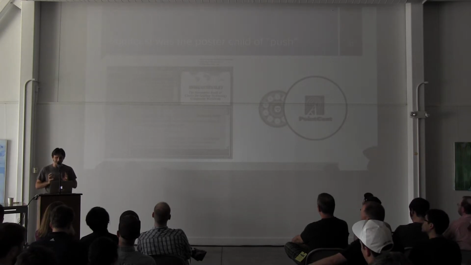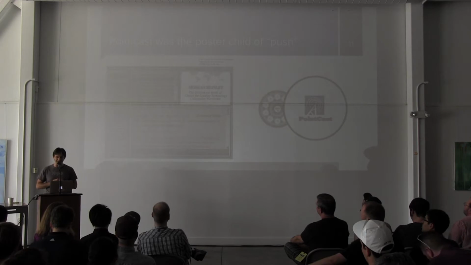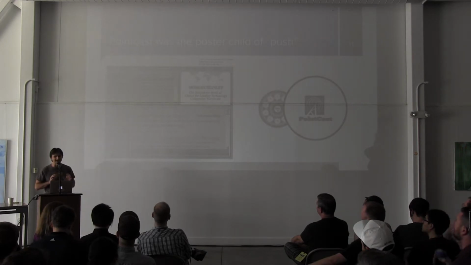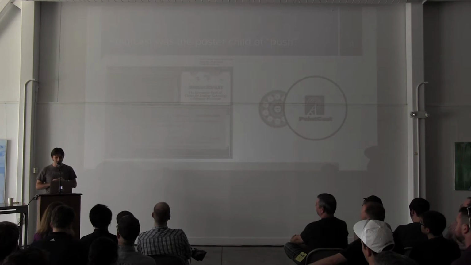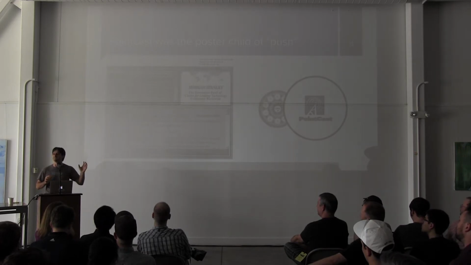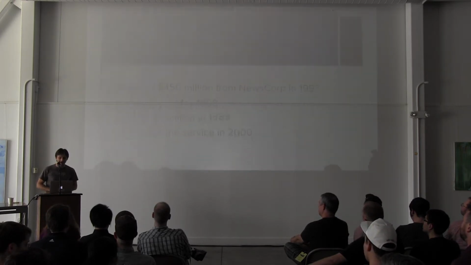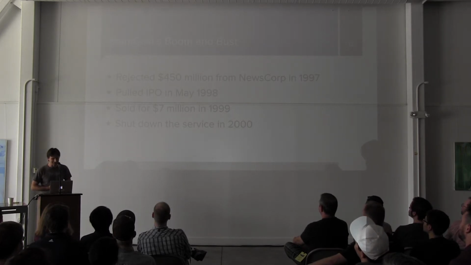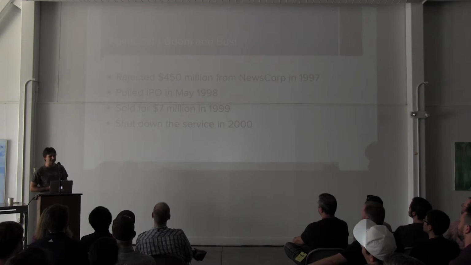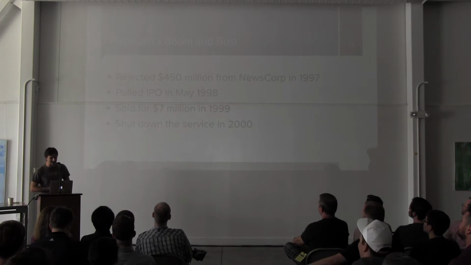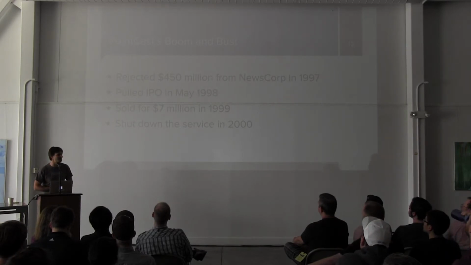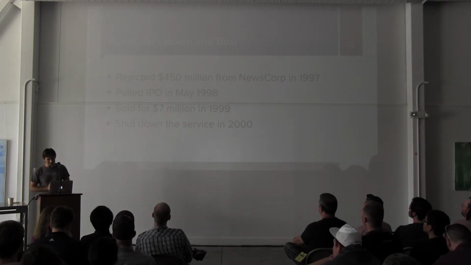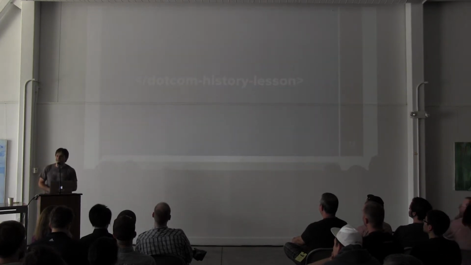It was incredibly hot at Internet World in spring of 1997 in LA. Building inspectors had to temporarily shut down the conference for fear of the crowd surrounding the Pointcast booth. So they rejected a buyout offer from News Corp in 1997 for $450 million. The next year, '98, they pulled their IPO. Climate wasn't right. In 1999, they sold the company for $7 million, and in 2000, Pointcast pushed its last bit of data. So boom and bust. That is your dot-com history lesson for today.